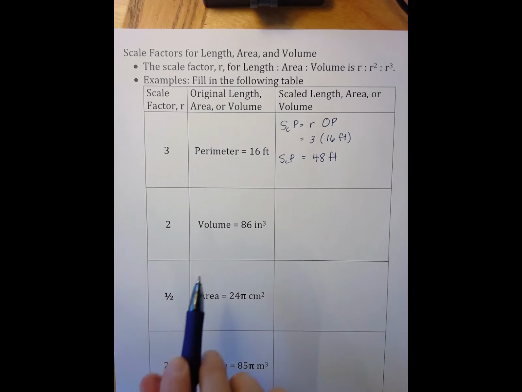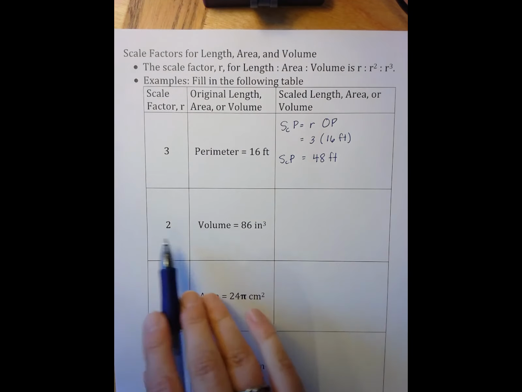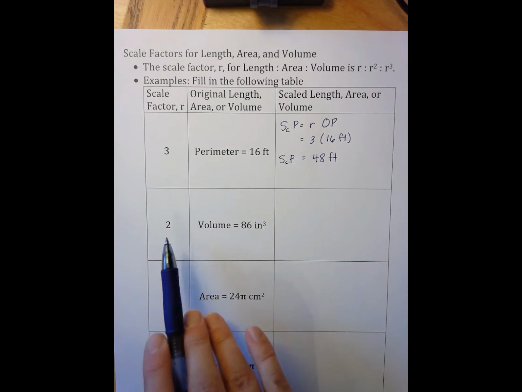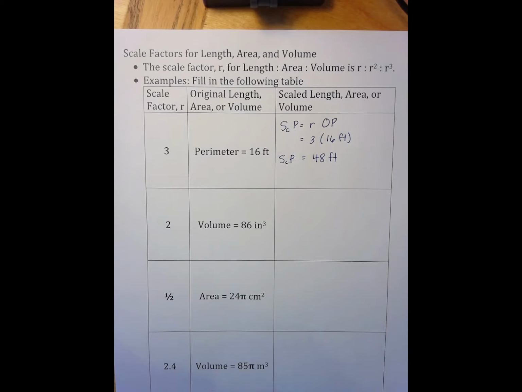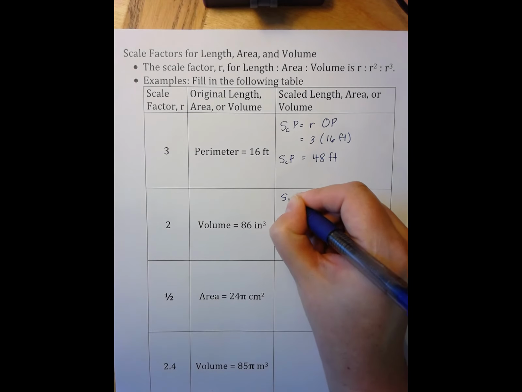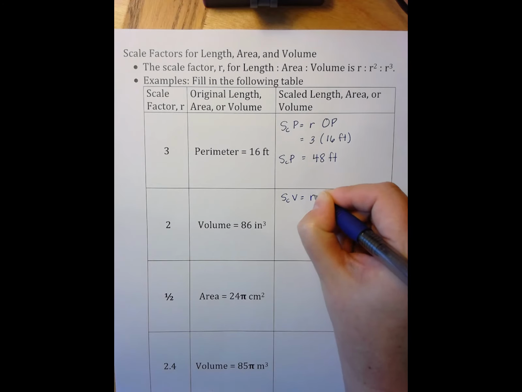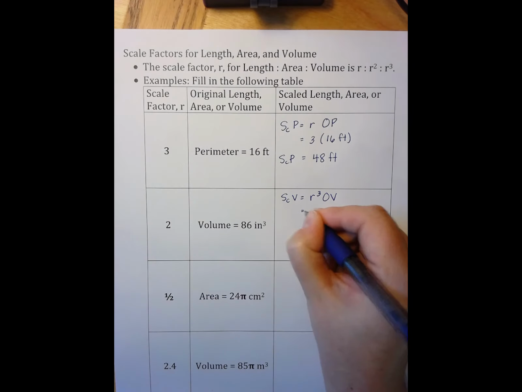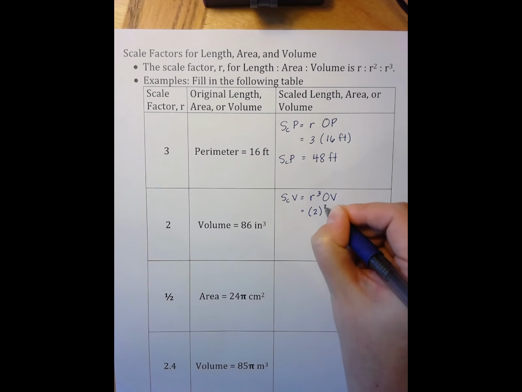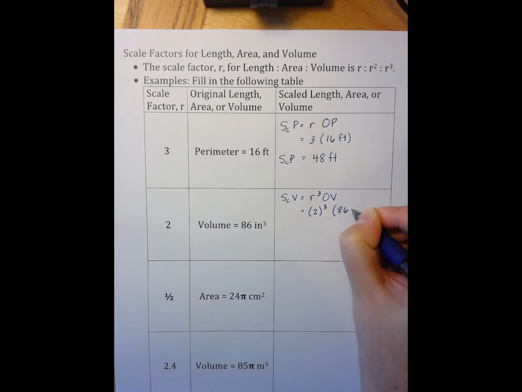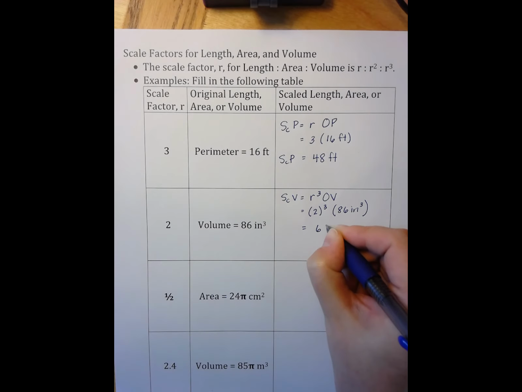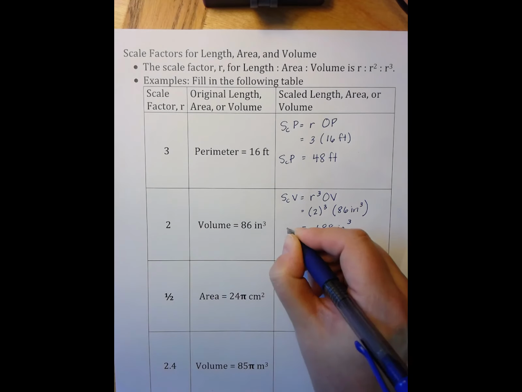My next example is a volume. For volume, that means I have taken the 3 parts of the volume and increased each of them by a scale factor of 2. So my scaled volume is going to be r cubed times my original volume. So r is 2 cubed times 86 inches cubed. So I've got 8 times 86, which is 688 inches cubed.